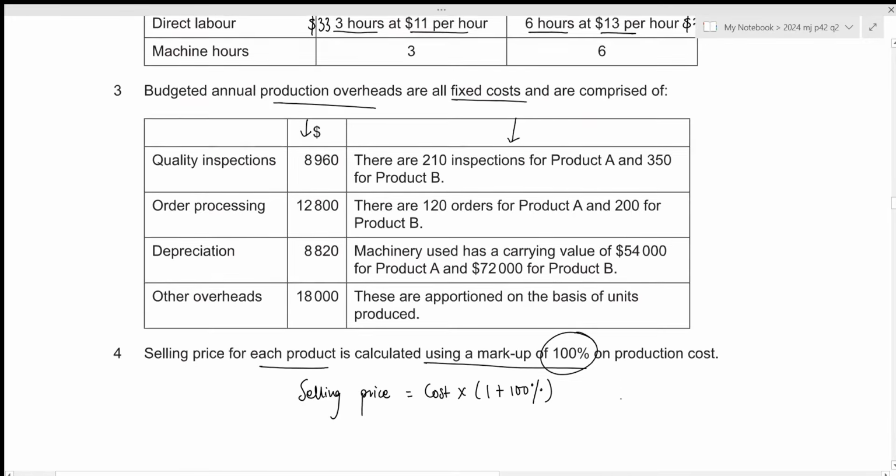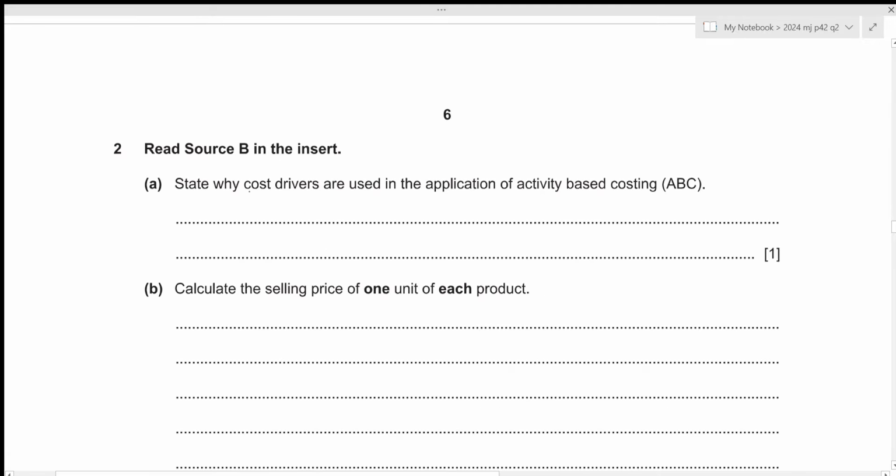Let's take a look at our first question. We need to state why cost drivers are used in the application of activity-based costing. So cost drivers are used in application of activity-based costing because they assist in allocating the overheads to activities. Let's write it down. Cost drivers assist in allocating overheads to activities. That is all for the first part. Let's move towards the second one.